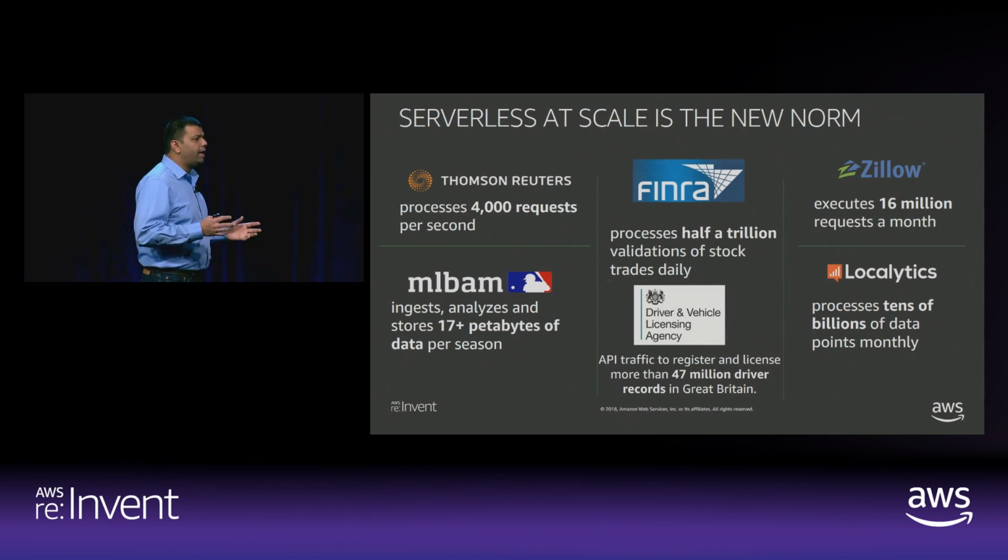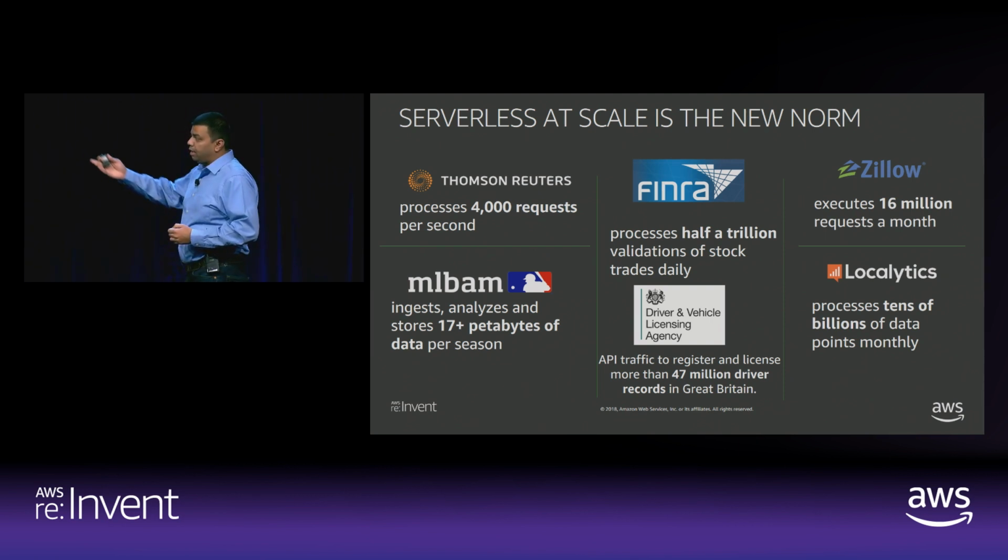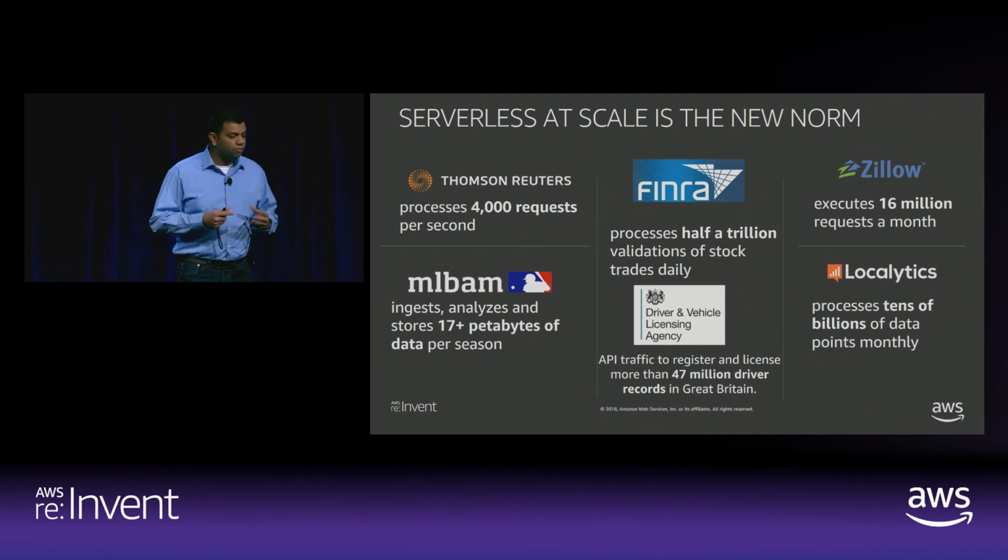And so today, building serverless applications at scale is the new norm. Here are some examples of customers. FINRA processes 500 billion transactions, stock trade validations, every day. MLB, Major League Baseball, processes petabytes of data using serverless technology. So these are some of the examples here.